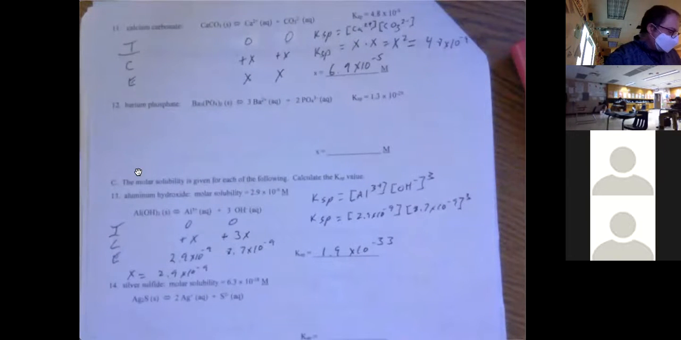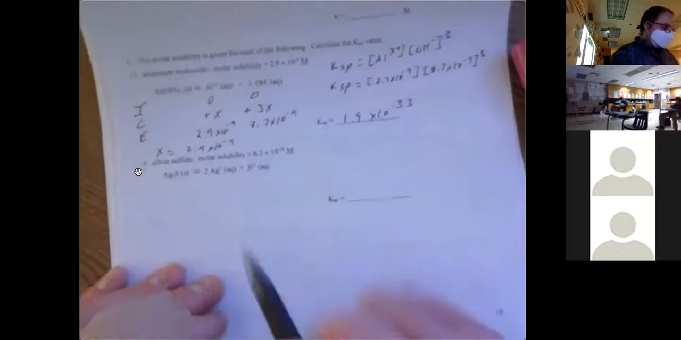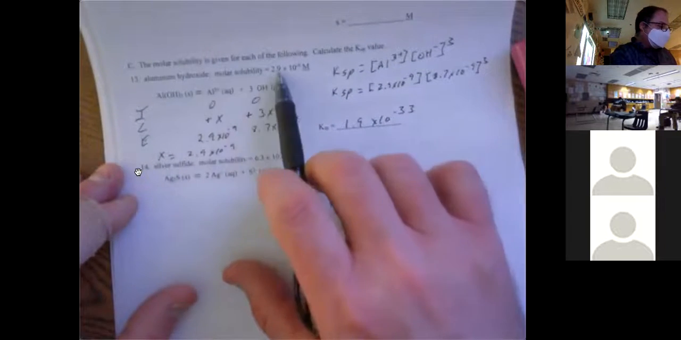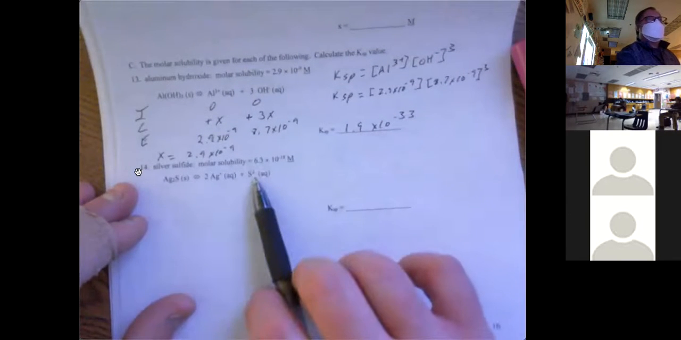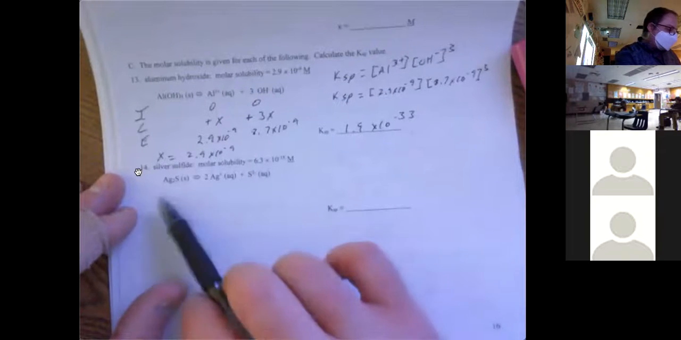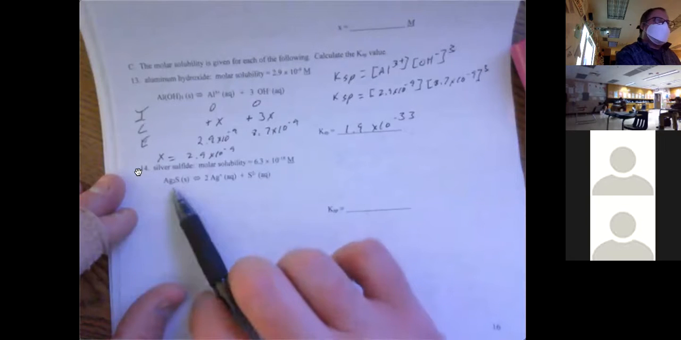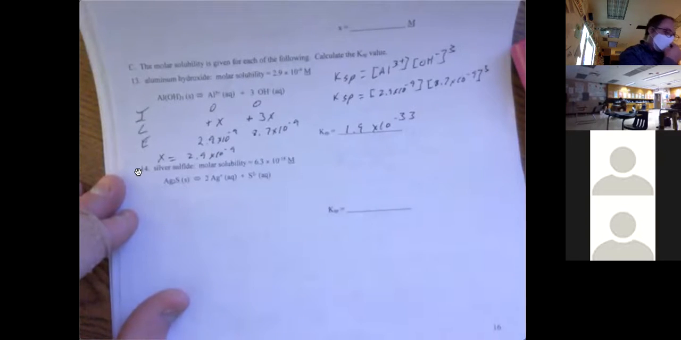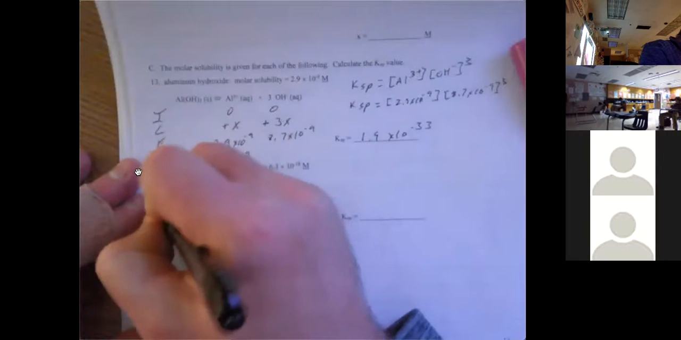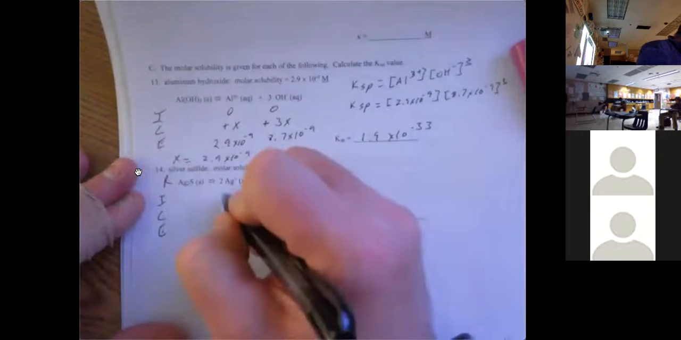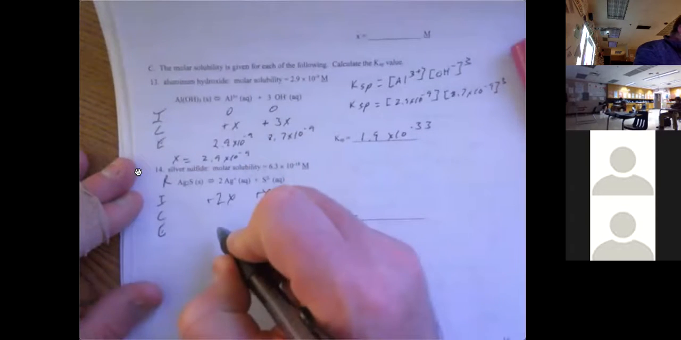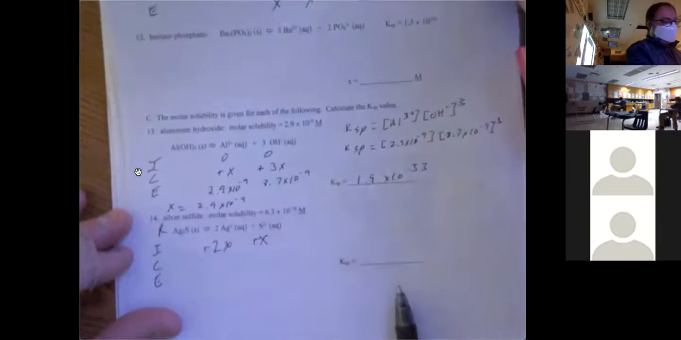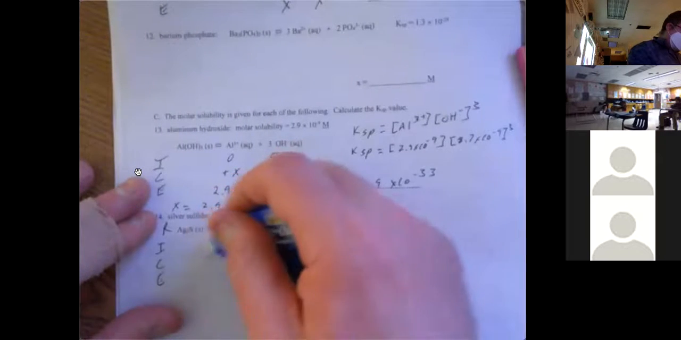Let's take a look at the opposite of this. The molar solubility is given for each of the following. Calculate the KSP. So they give us the molar solubility. So basically that's that X. For every 6.3 times 10 to the negative 18th of these, we have to figure out what we've got here and here. So again, rice. This is 2x. This is x. I'm sorry. These should be zeros, and then they should be 2x and x. I'm jumping the gun.